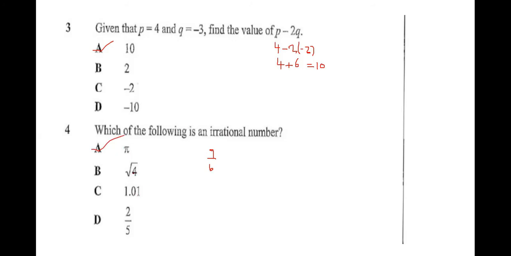Now this one here, it can be expressed, it can be found. This is rational because the square root of 4 is simply 2. So this one is not an irrational number. This one, all decimals are rational. Okay, all decimals are rational. Then 2 over 5, this one can also be expressed as a decimal, so it is rational.